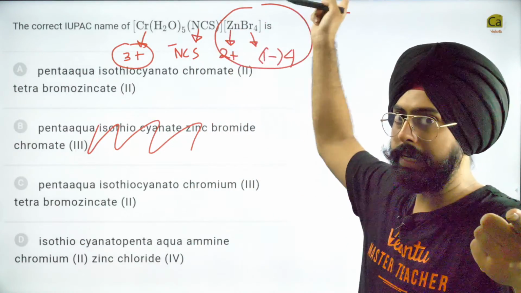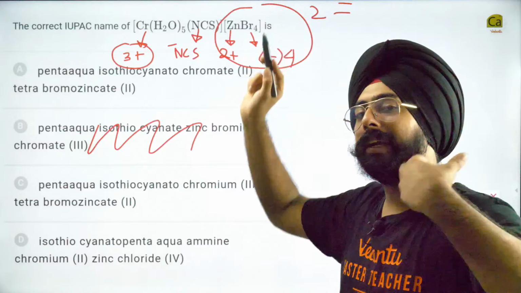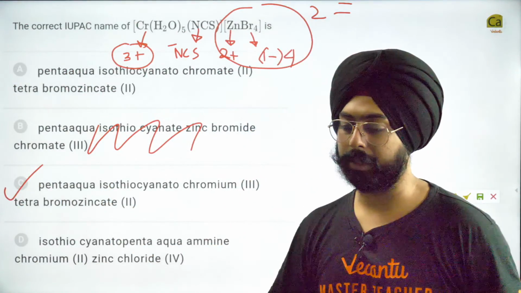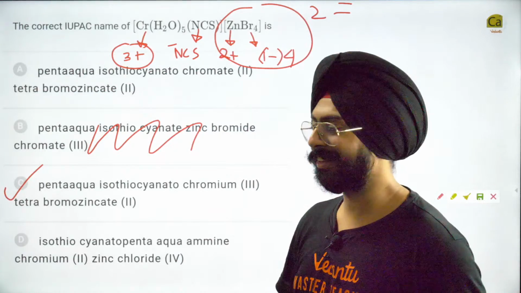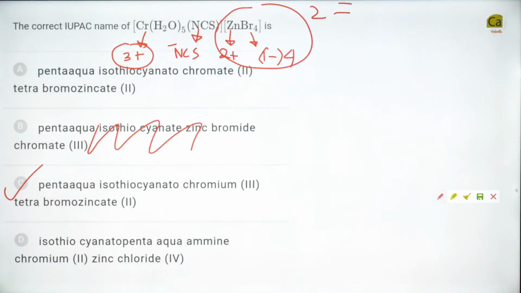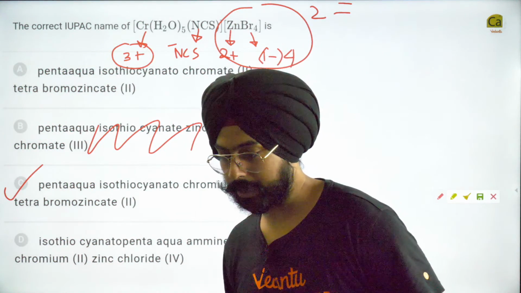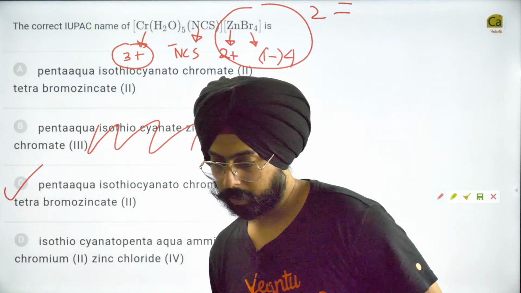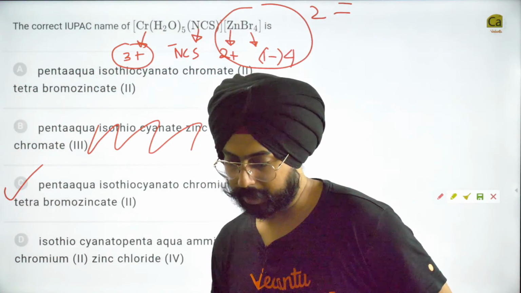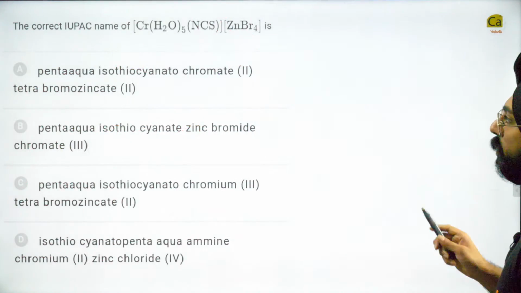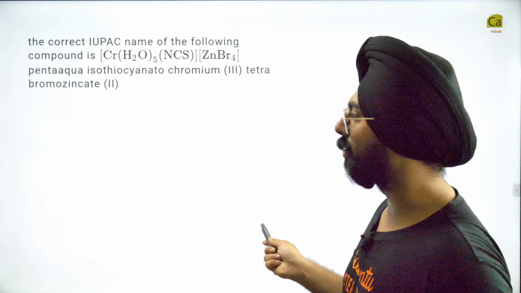tetrabromozincate, because this is the negatively charged ion, and negatively charged ions have to end with 'ate'. Option number C makes the most sense. So pentaaqua, isothiocyanato, chromium 3, tetrabromozincate. Got it? NCS also carries a negative charge. I hope you understand this question. Simple basic logic of nomenclature.